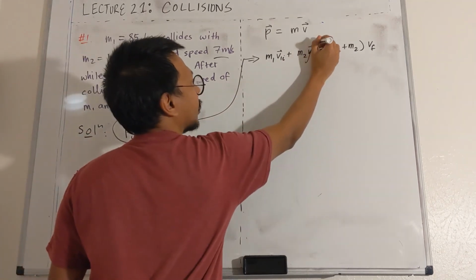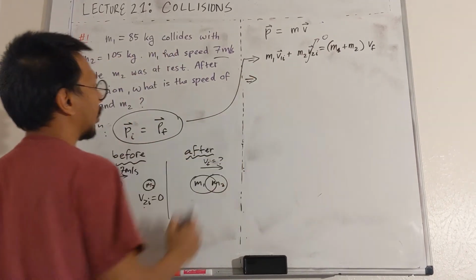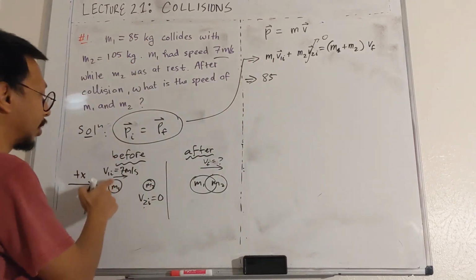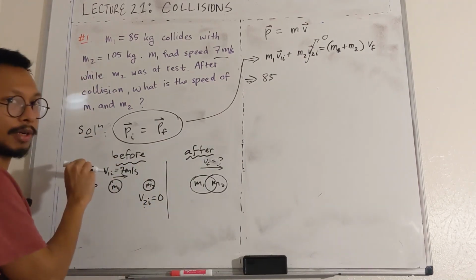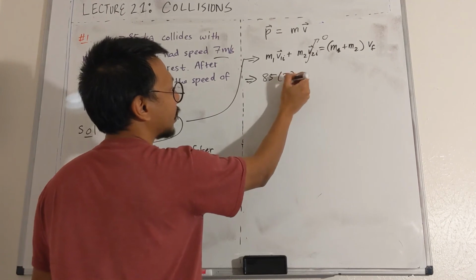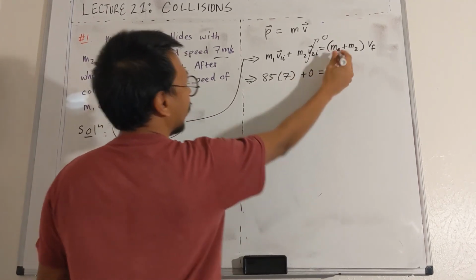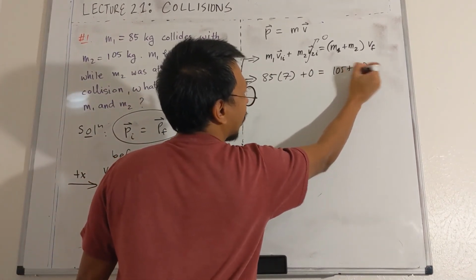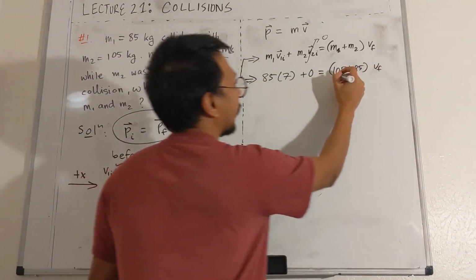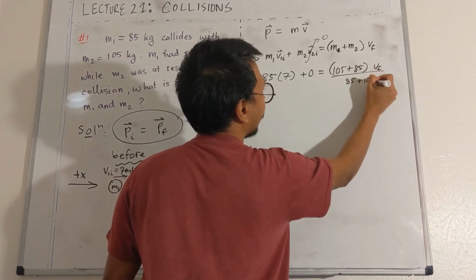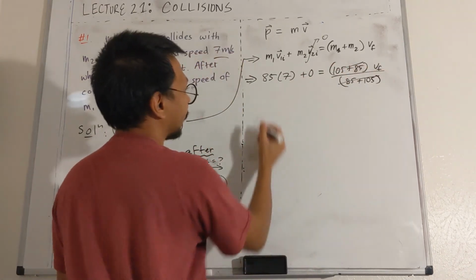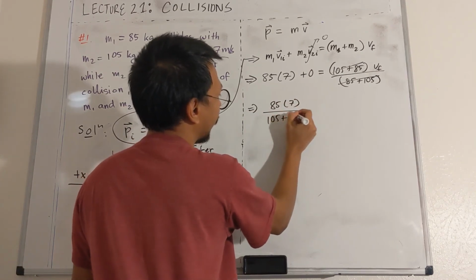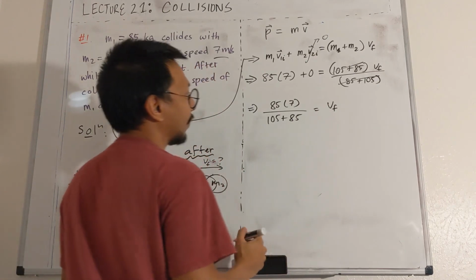So v2i was 0, so this term goes to 0. What are we left with? We are left with m1 times v1i. m1 is 85 kilograms times v1i, which is 7 meters per second to the right, so it's positive. 85 times 7 plus 0 is equal to m1 plus m2, 85 plus 105, times vf. Divide both sides by 85 plus 105 to get vf. So we have 85 times 7 over 105 plus 85. That will give me what vf is.